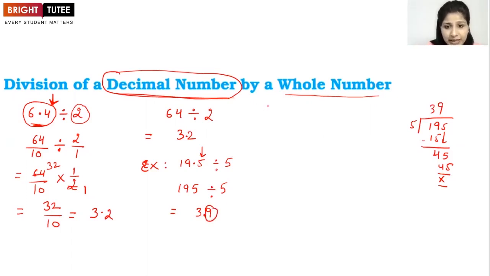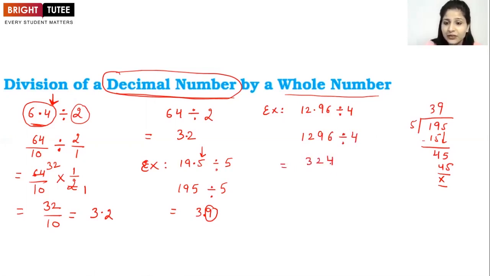Let's take one more example. Suppose we have 12.96 to be divided by 4. If we have to carry out this division, what will you do? Just simply divide 1296 by 4. If we divide it, we will get 324.